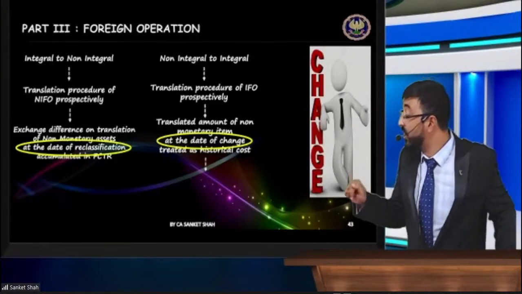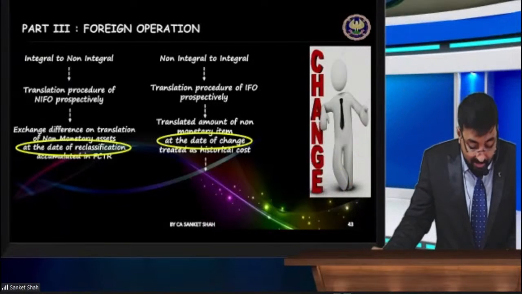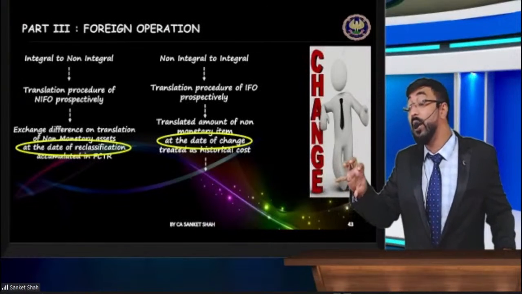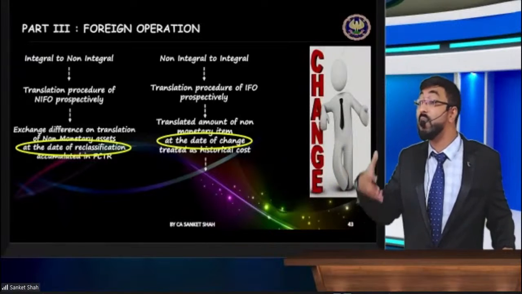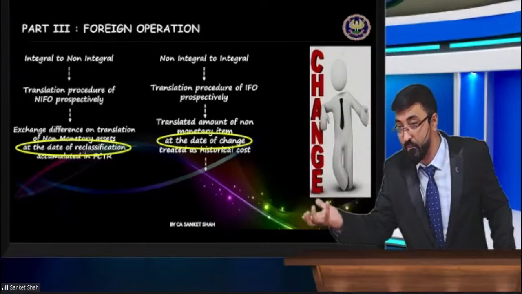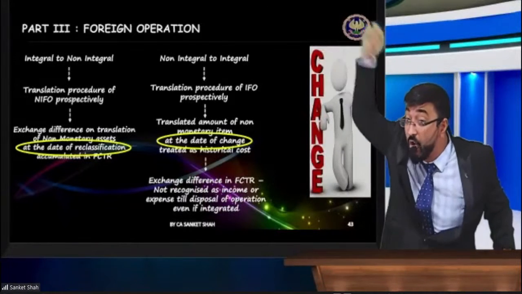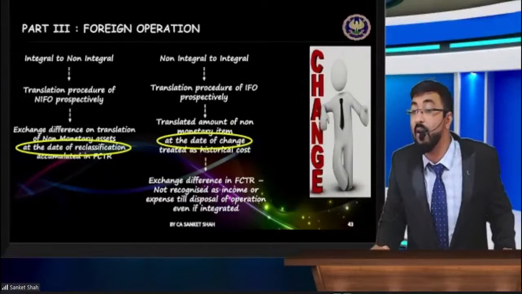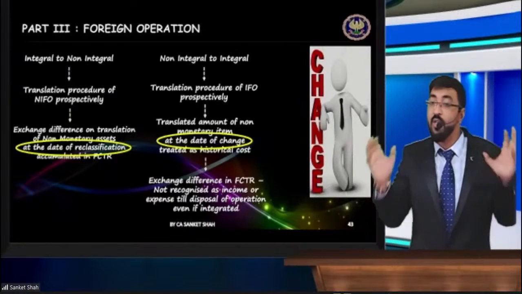But in non-integral, you already have an FCTR balance. That FCTR balance you can't use. You will keep it as it is up to your selling of that branch. It will get continued, because in non-integral you have already a balance in FCTR. That will be continued until disposal of the operation. So it is very simple.